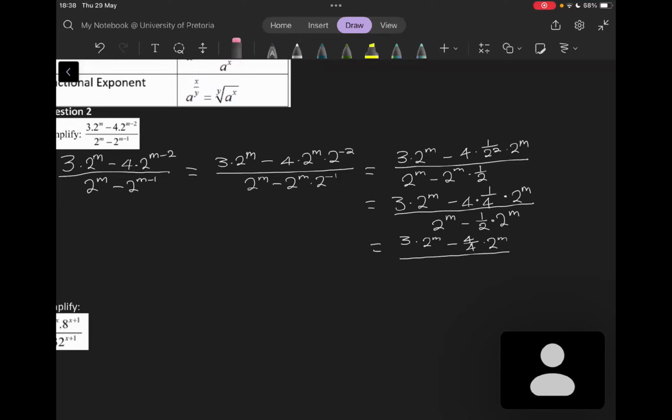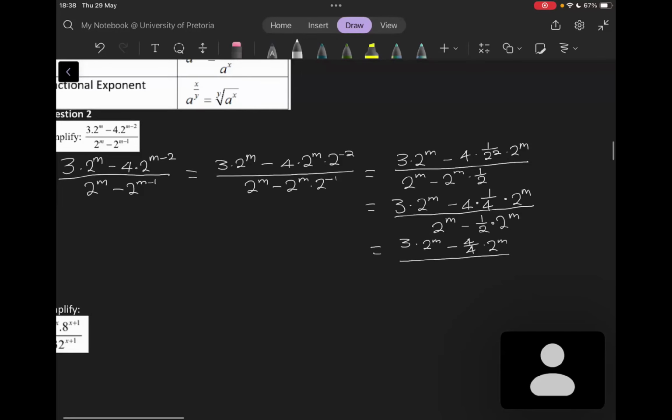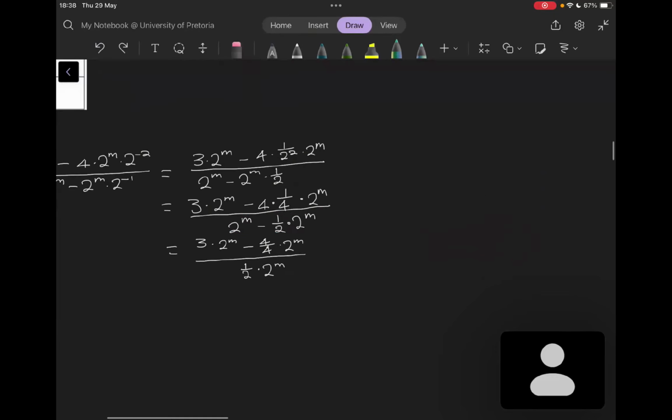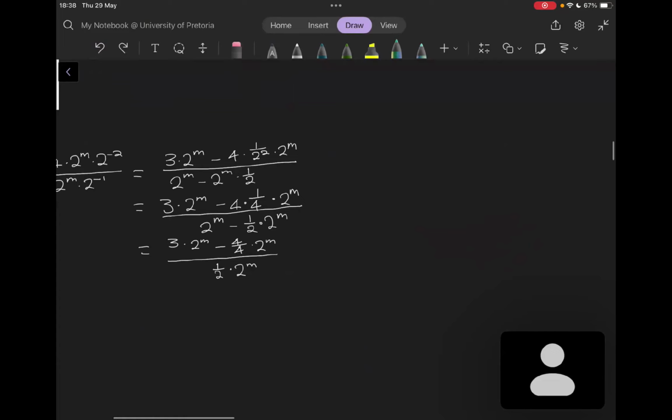Hold on. Yeah, we have that all over half times 2 to the power of m. Some of you may be wondering how I went from this over here and got that. What I did was a half 2 to the power of m.